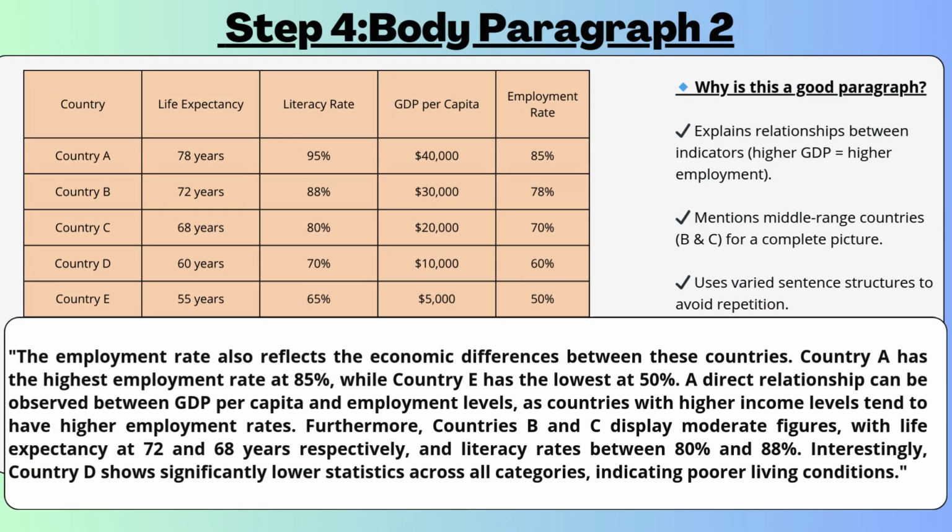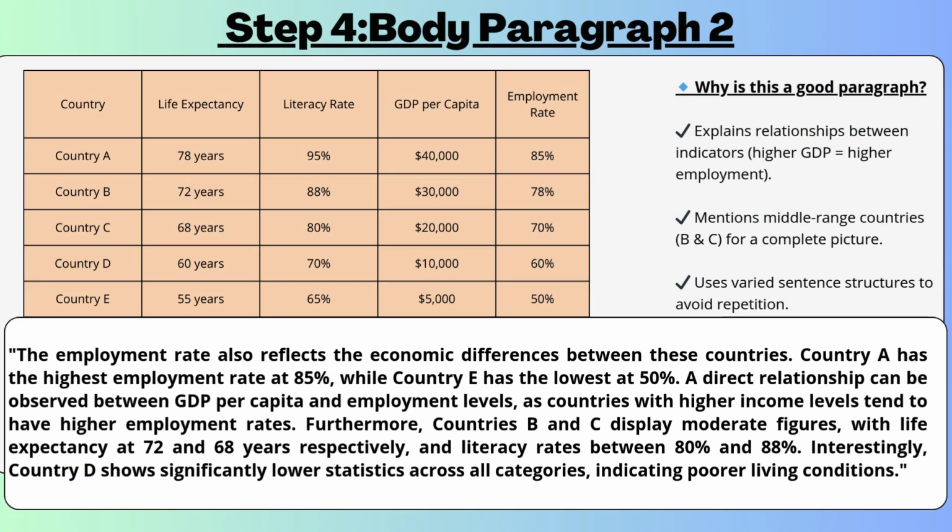A well-structured body paragraph 2 builds on the previous discussion by exploring relationships, including middle-range countries, and maintaining varied sentence structures. This ensures a comprehensive and engaging response. One key observation in the table is that employment rates align with economic differences. For instance, country A has the highest employment rate at 85%, whereas country E has the lowest at just 50%. A clear relationship is evident. Countries with higher GDP per capita tend to have higher employment levels, suggesting stronger economies create more job opportunities.